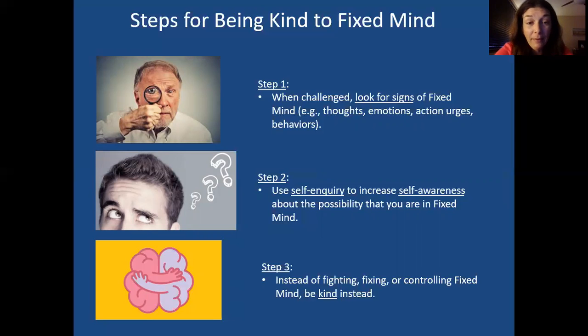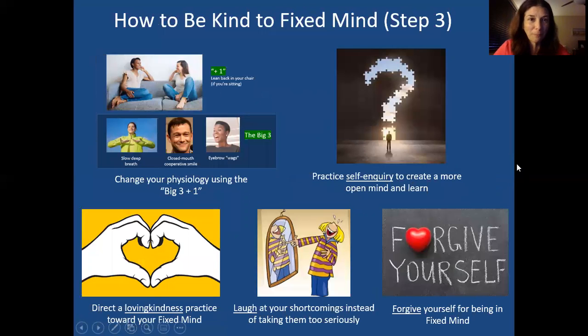All right. Then once you kind of start to realize it, instead of fighting, fixing, or controlling fixed mind, right? Because sometimes when we get upset about something, we want to control even more, but that keeps us even more fixed, okay? So instead of controlling it, try to just be kind to it, all right? So it's a little bit of a different strategy than might be your go-to automatic, all right? So let's explain what that means, how to be kind to fixed mind. All right, so this is all part of that step three. So it's like step three, A, B, C, D, and E.